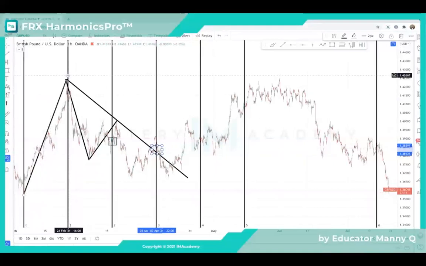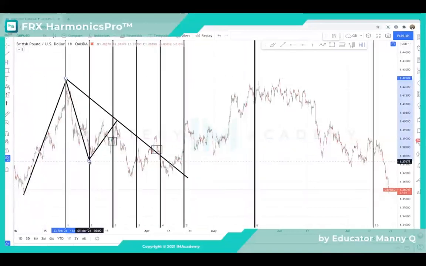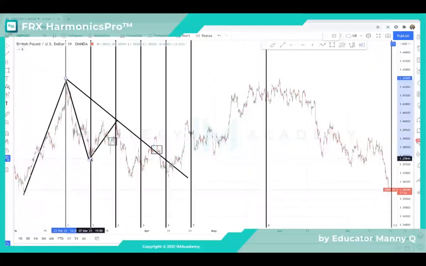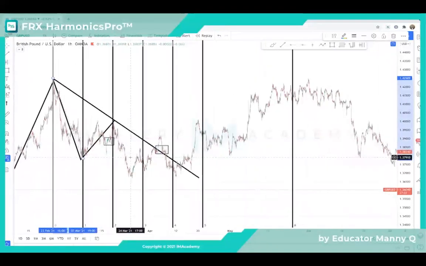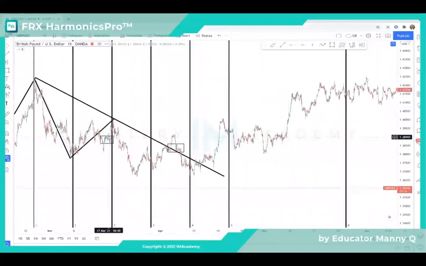Let's say I wanted to use the Fibonacci time zones from the high to this low point over here. Okay, let's say I want to use this high to this low point. Look at how this one worked out a little bit better, right? I went from high to low. Here goes the time elapse.